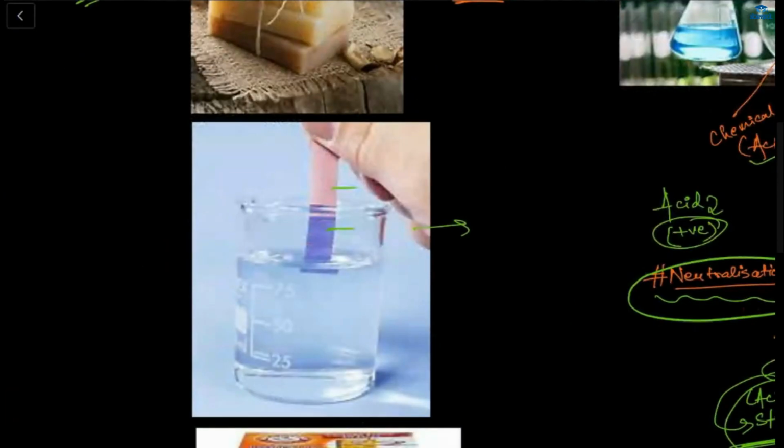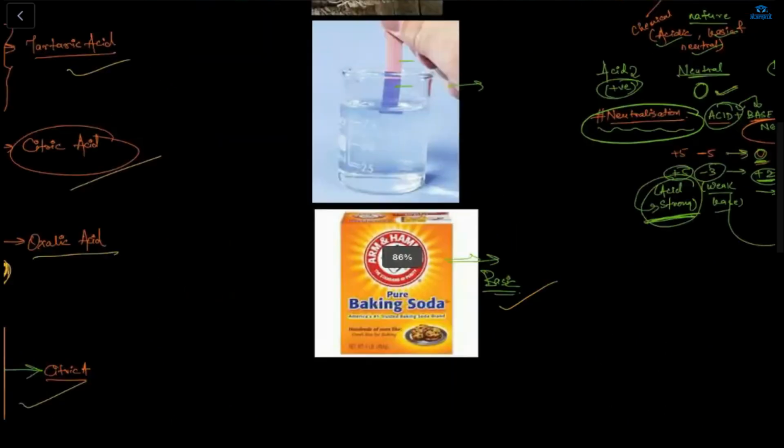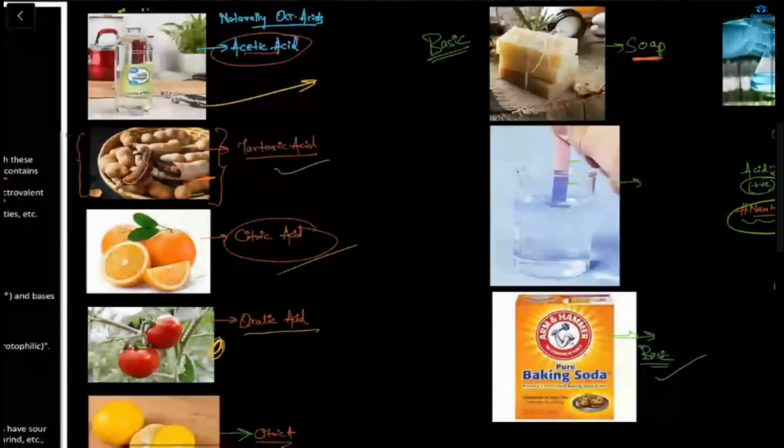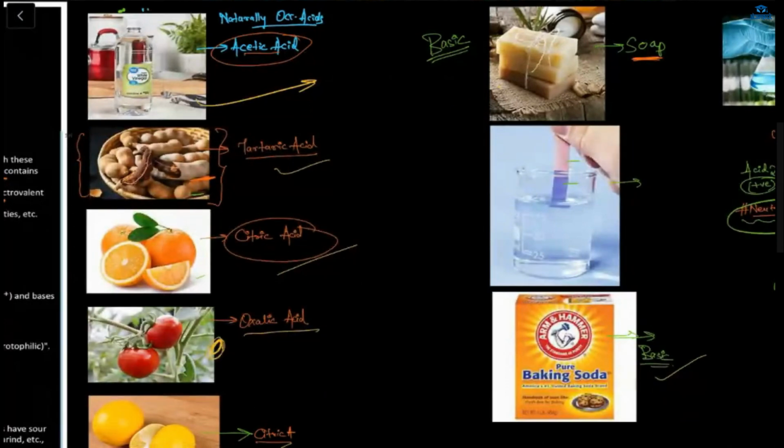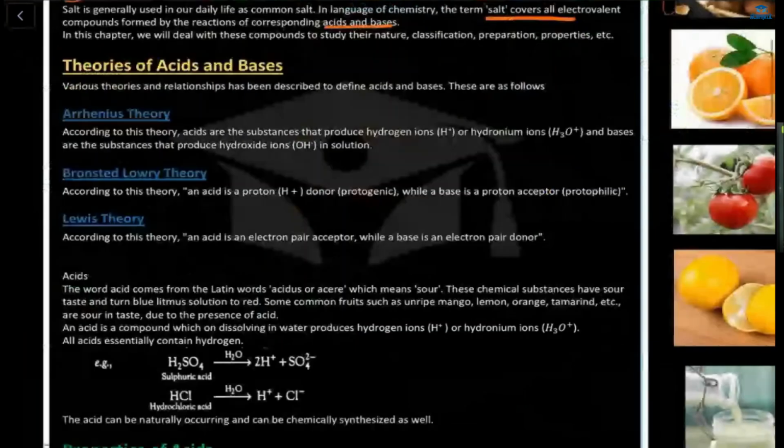Soap is a base. Then your litmus paper: when the color changes, we can easily see whether it's an acid or a base. Baking soda, which we use in the kitchen, is a base. So acids and bases are different in taste. When you taste soap and when you taste a tomato, can you feel the difference in taste? Have you ever tasted soap? Yes, sir. So there is a difference. Ma'am, soap is bitter.